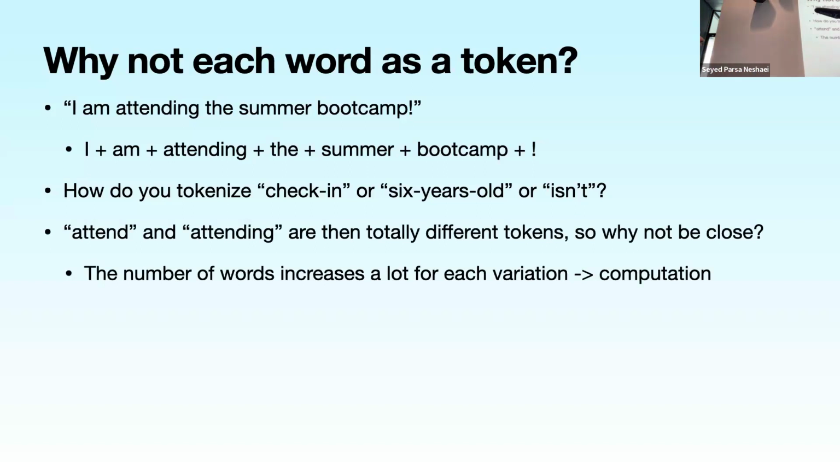And also, as you said about the attending, attend and attending are totally different tokens if we don't do this separation. Why not? Because also the number of words increases a lot for each variation if we don't do the new version of tokenizing, and this leads to more computation. If we don't separate attend and ing, imagine for every verb, every word in the world, we have a ton of different variations with different suffixes and prefixes.